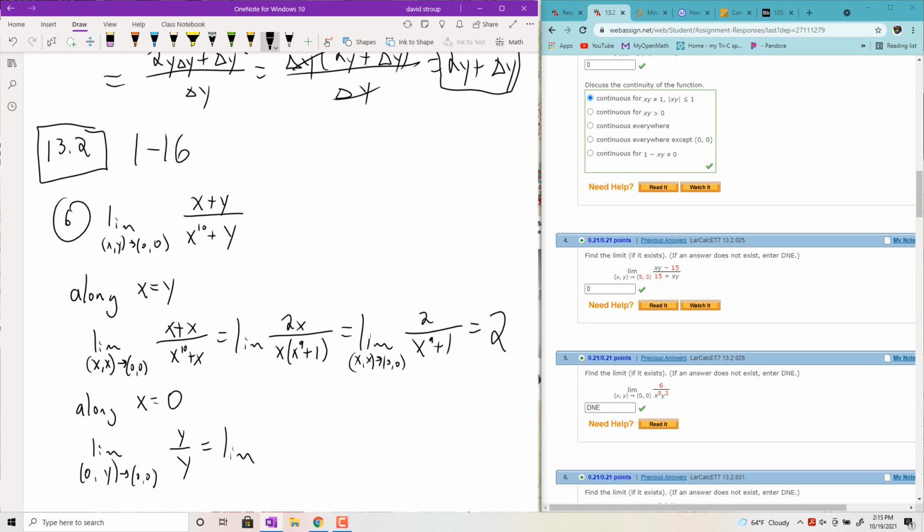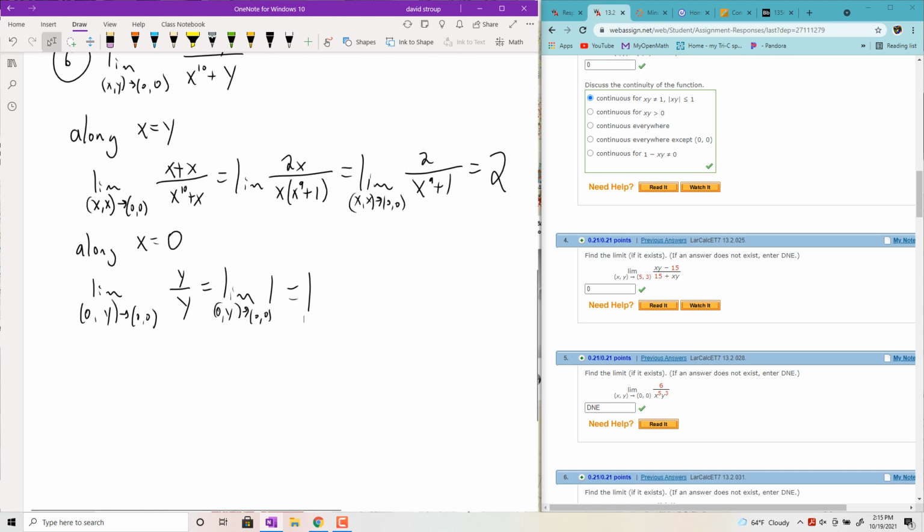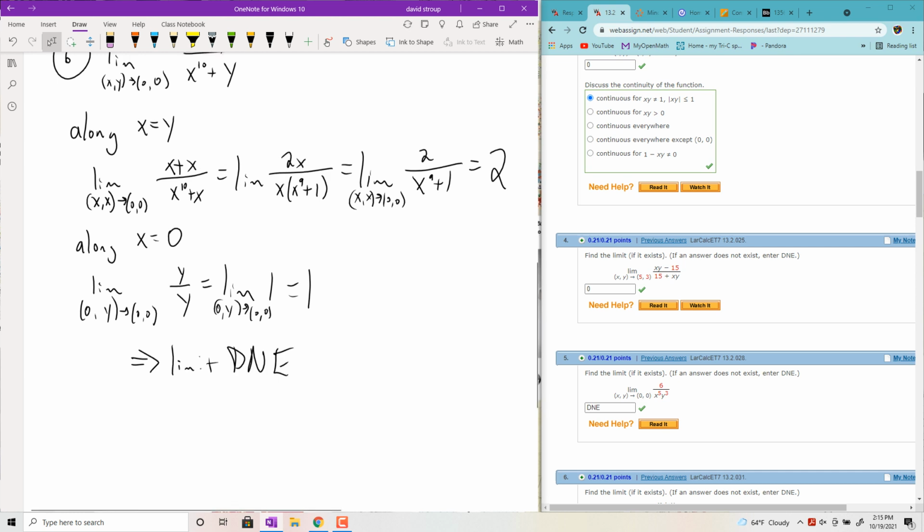And so I'll have the limit of 1, basically, and the limit of a constant is always just the constant, regardless of where y is going. So that just equals 1. You see these two limits don't go to the same place. So at the end of the day, that implies the limit does not exist. So that was one way to disprove a limit.